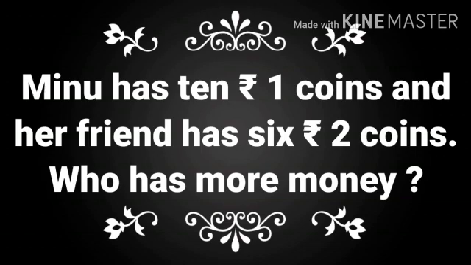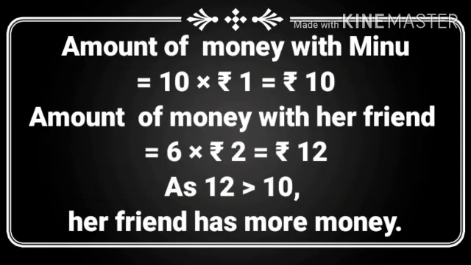Minu has 10 rupee 1 coins and her friend has 6 rupees 2 coins. Who has more money? Now we will see how to solve this sum. So the amount of money with Minu is equal to 10 multiplied by rupee 1. So the answer is rupees 10.